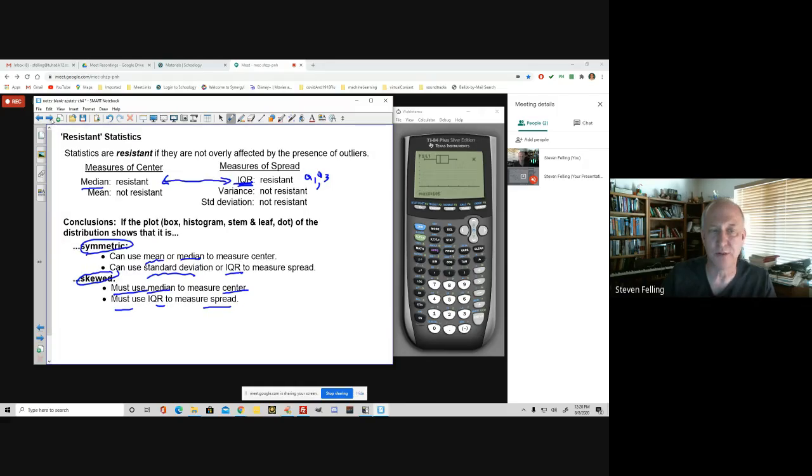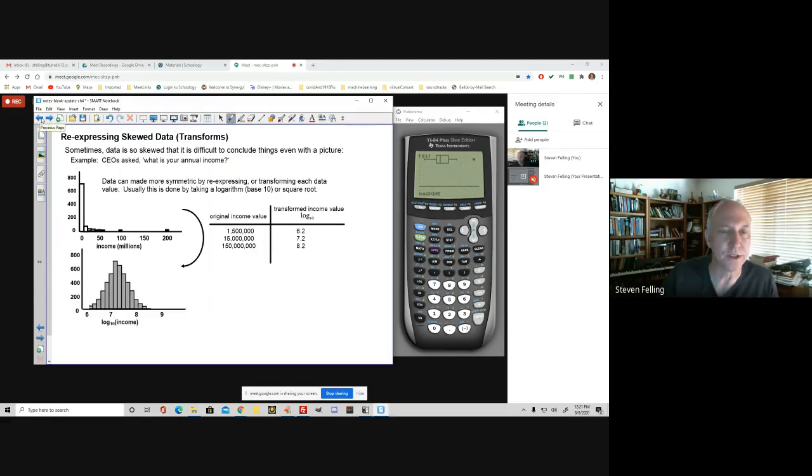All right, we already talked about the idea of resistant statistics, and basically we're going to summarize it this way. Whenever you have symmetric data, I want you to use the mean for the measure of center and the standard deviation for the measure of spread. When you have skewed data, you have to use the median for the measure of center and the interquartile range for the measure of spread, okay?